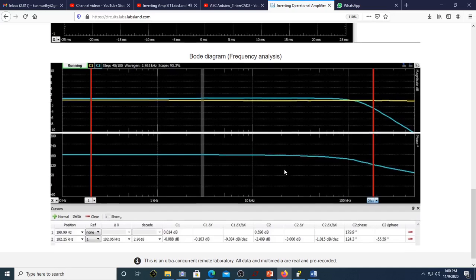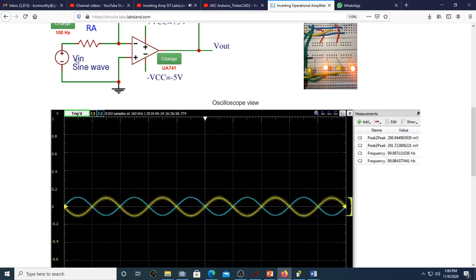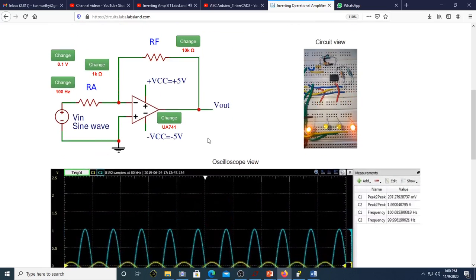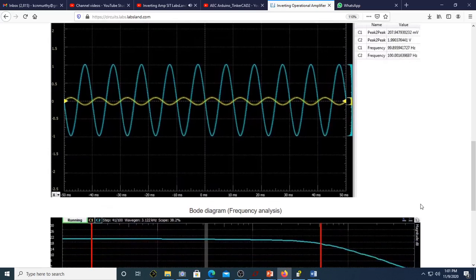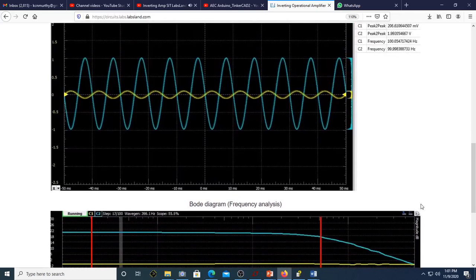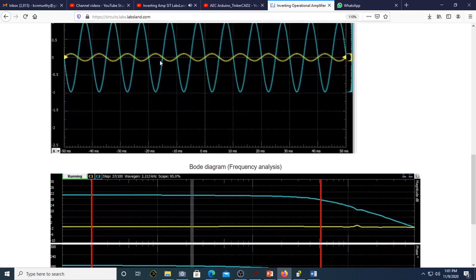Let's start the analysis with Ra of 1 kΩ, Rf of 10 kΩ, voltage of 0.1 volt and frequency of 100 Hz with 741 Opamp, which has relatively lower performance parameters. With the input sine wave frequency as 100 Hz, observe the peak-to-peak amplitude of input and output are 1.99 volt and 203.40 mV respectively, thus confirming a gain of 10 in magnitude. The output signal is 180 degrees out of phase with that of input.